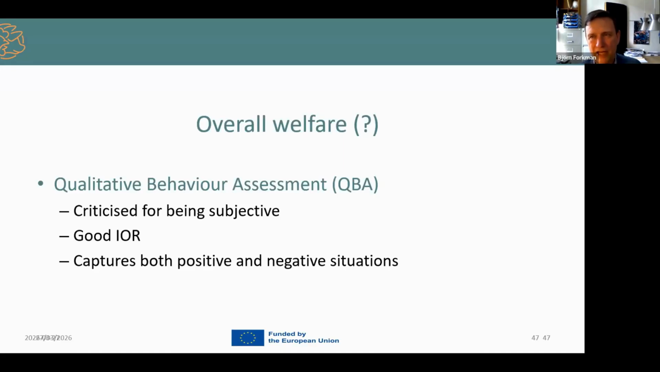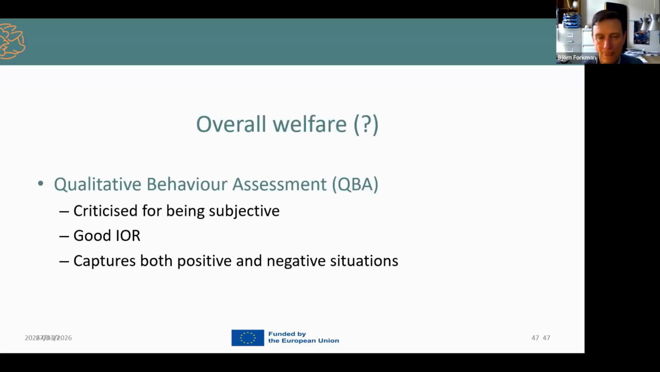This method has been criticized for being subjective, but it does show good inter-observer reliability. So people observing the same animal tend to agree to a very high extent. And the advantage is that it captures both positive and negative situations. And it's also a very fast method of evaluating animal welfare.